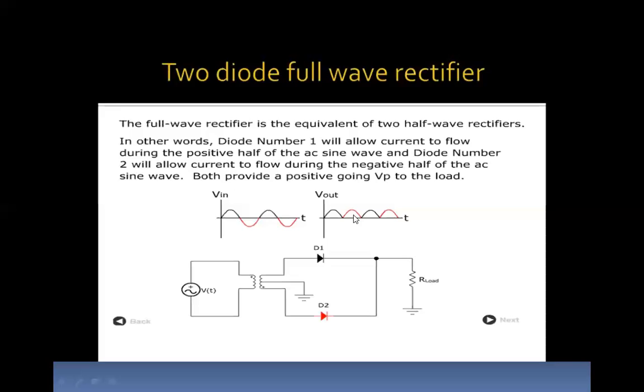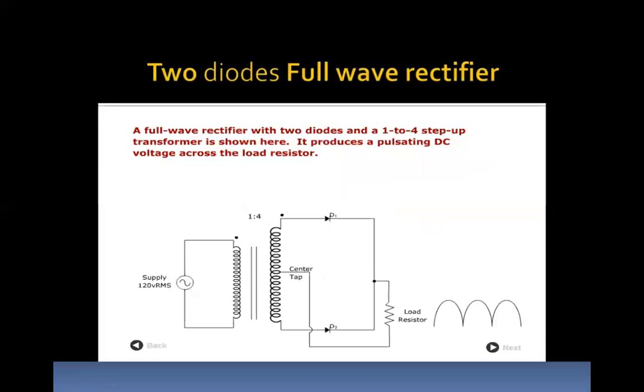The only difference between that and this is that for the construction, we need to use two diodes, D1 and D2, in this form. And the connections are given in this form. I'll explain the construction and the principle of this particular two-diode full wave rectifier. Now see, this is the construction. A full wave rectifier with two diodes and a 1:4 step-up transformer is shown. This is a 1:4 step-up transformer.